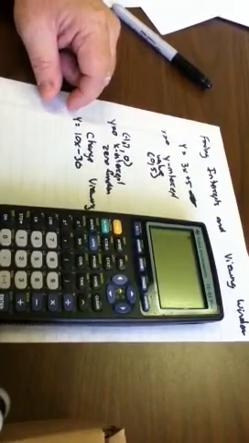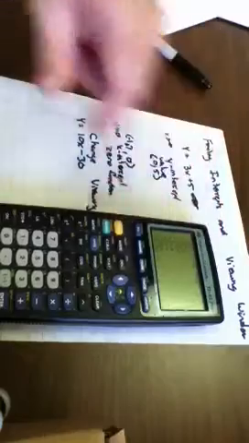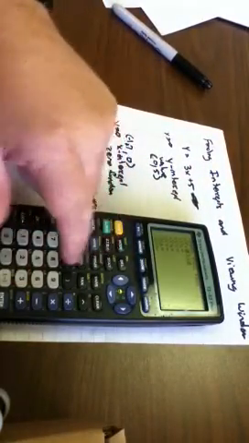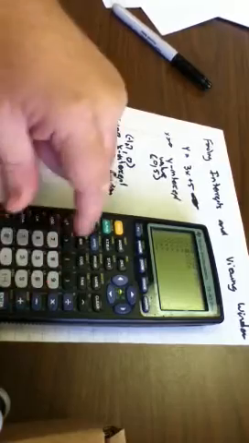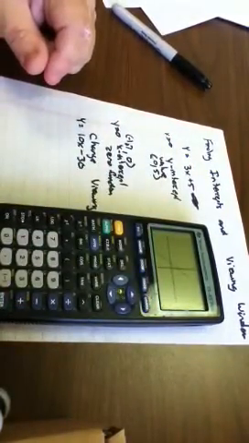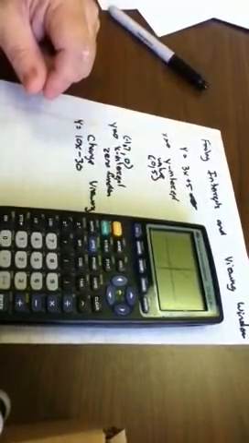As before, we graph it by hitting y equals. Make sure your window is cleared out, which mine is. Type in 3x plus 5 and hit graph. Okay, as you can see, the graph appears in the window.